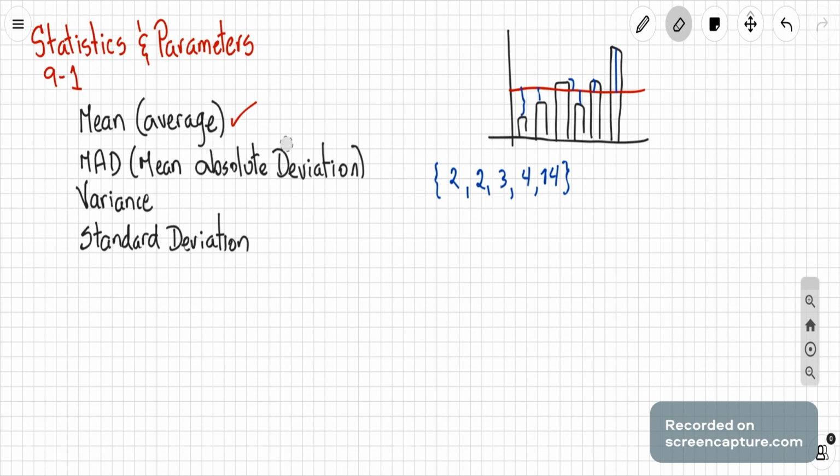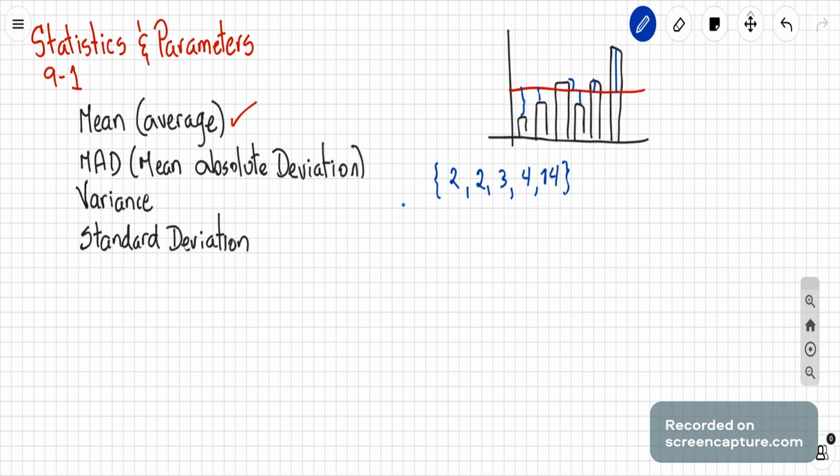Now, with the mean absolute deviation, what we want is to see the difference, which are these blue lines, from the real value to the mean that was calculated before. So let's try to do an exercise. We're going to calculate the mean absolute deviation of these numbers that we have right here, okay?